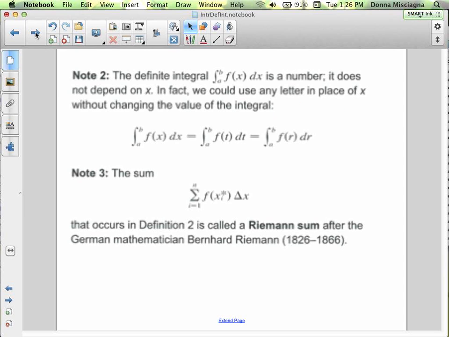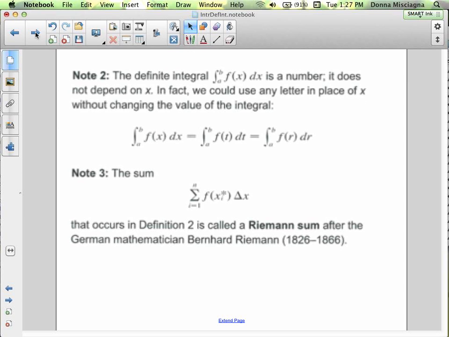If we take the limit as n approaches infinity of that Riemann sum, we will have the exact area under the curve. And of course, the Riemann sum is named for the German mathematician who developed and worked with Riemann sums. It got named after him. I don't think he called it after himself when he was working with them. And that's Bernhard Riemann, born 1826, died 1866.